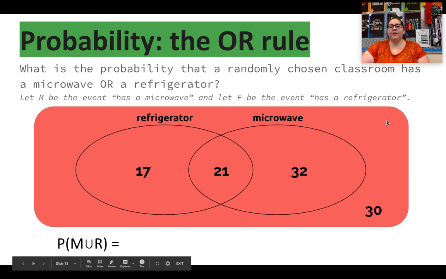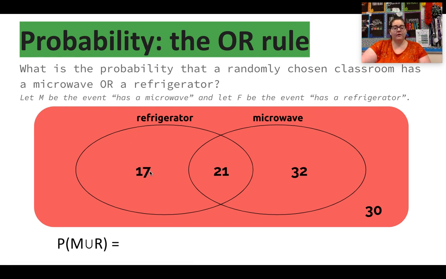When we talk about OR and we're looking at a Venn diagram that's set up this way, the OR would mean anybody who has just a microwave, anybody who has just a refrigerator, and anyone who has both. That's what OR means. OR in statistics, or union, means one or the other or both. We're unioning those two things together and accounting for everything within both circles, including the overlap.